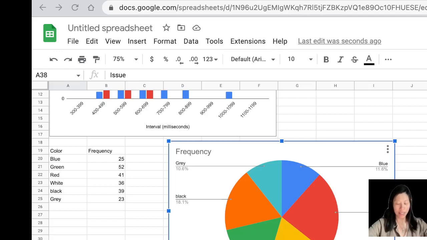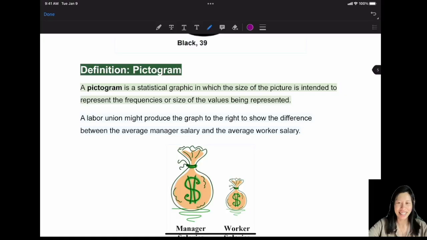Okay, so another graph is called a pictogram. Oh, I forgot to share it. So a pictogram is a statistical graph in which the size of the picture is intended to represent the frequencies of the size and the value being represented.